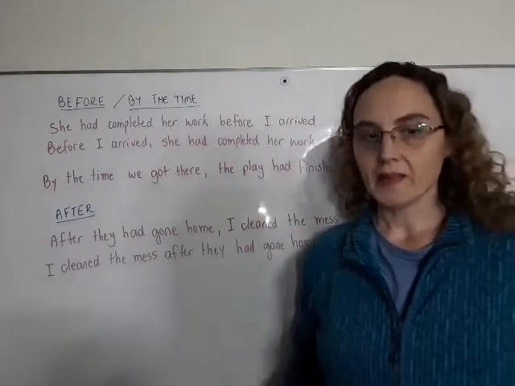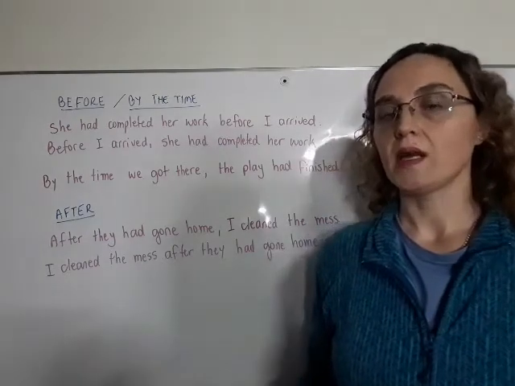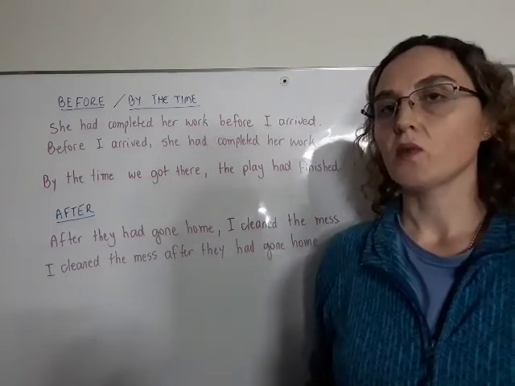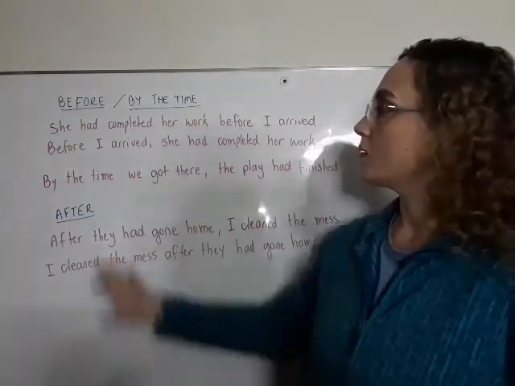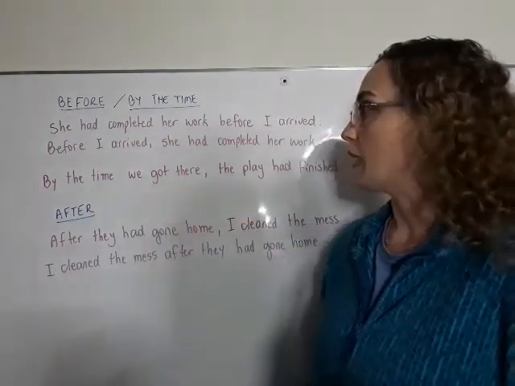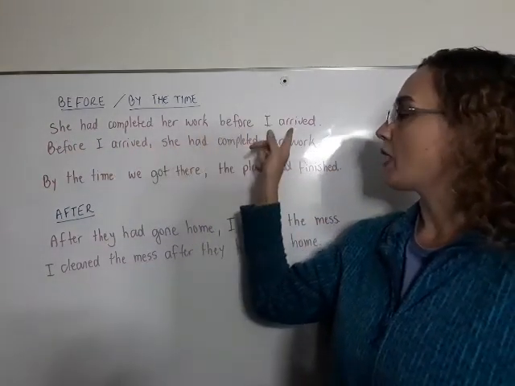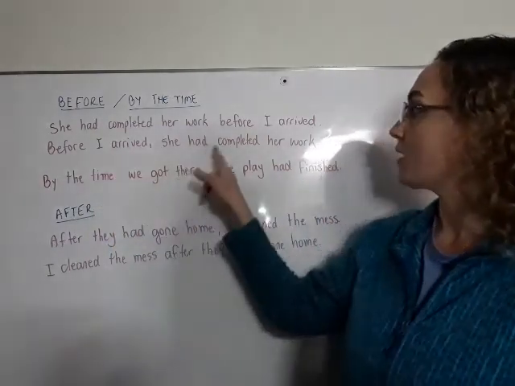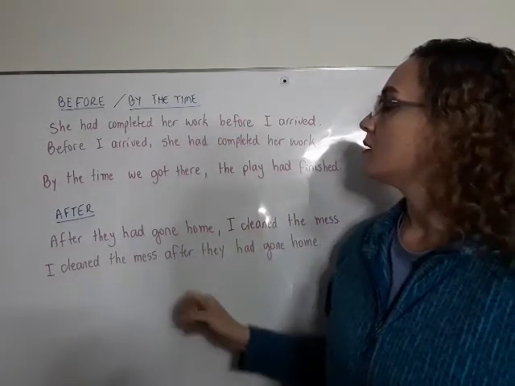Okay, and finally, we are going to see some words or phrases that are usually associated with these verb tenses and give us the idea of what happened first and what happened next. Okay, so first we're going to study before or by the time, that are very similar. Look at this example. She had completed her work before I arrived. Or the same sentence, before I arrived, she had completed her work. It is exactly the same idea.